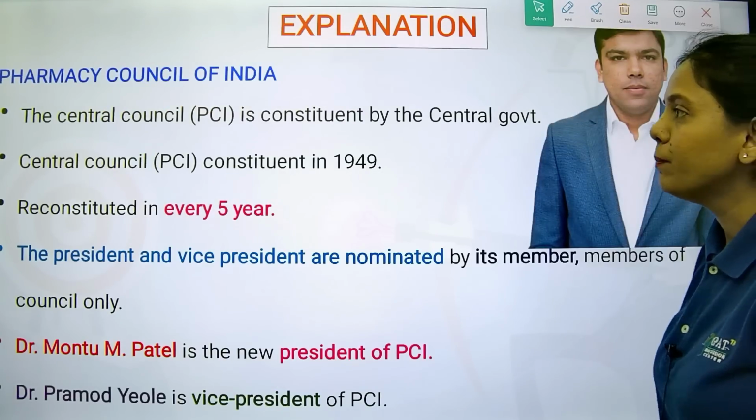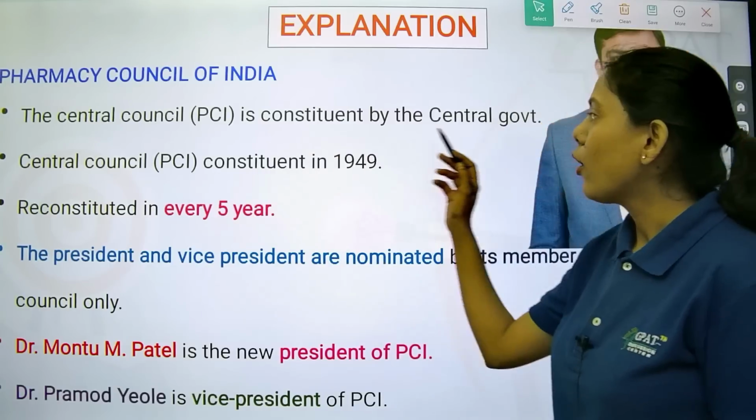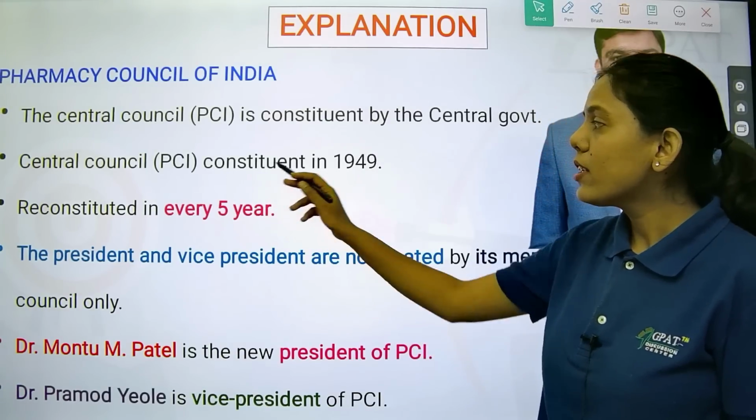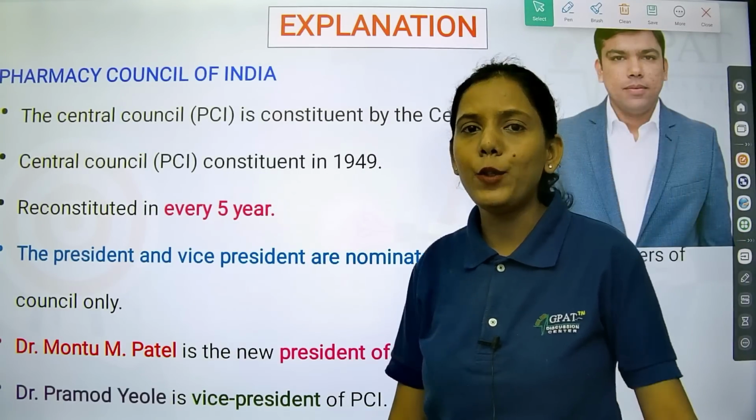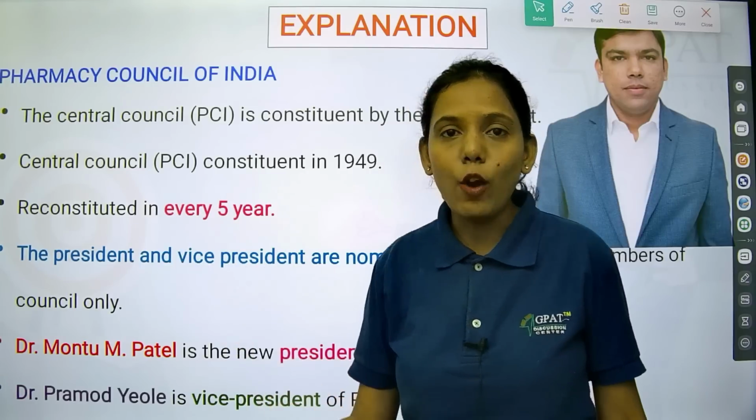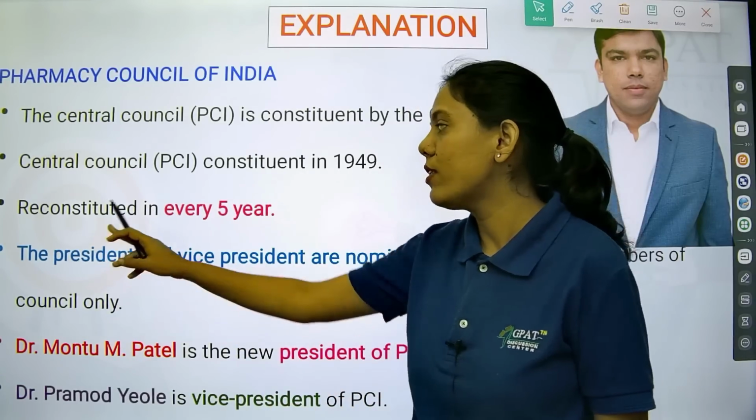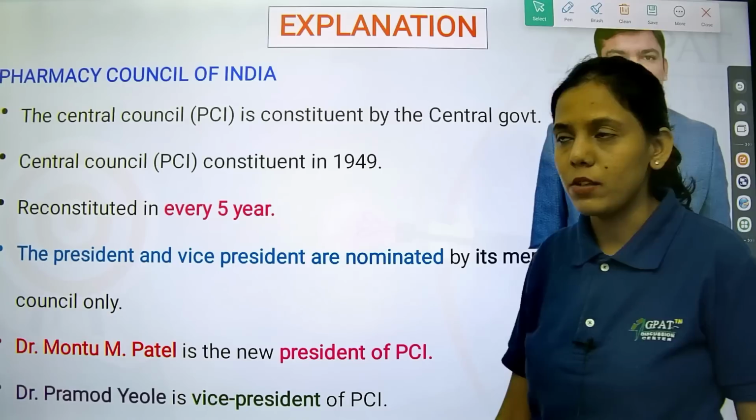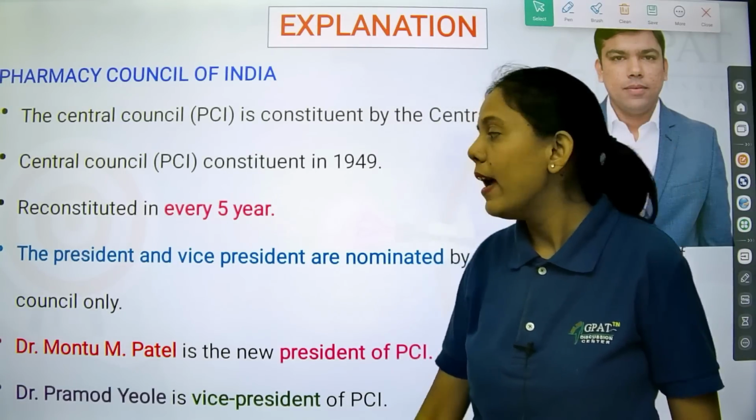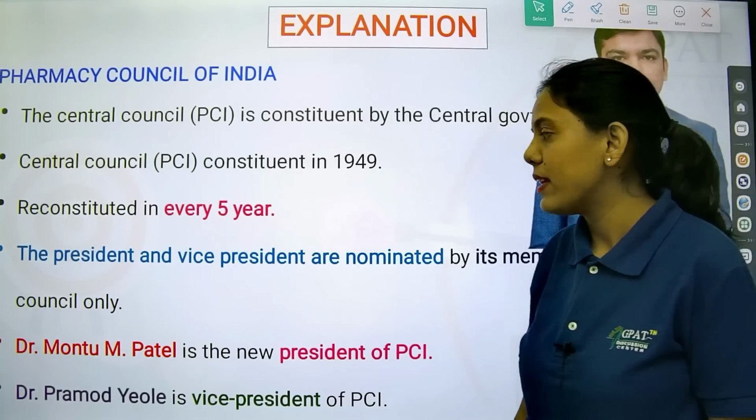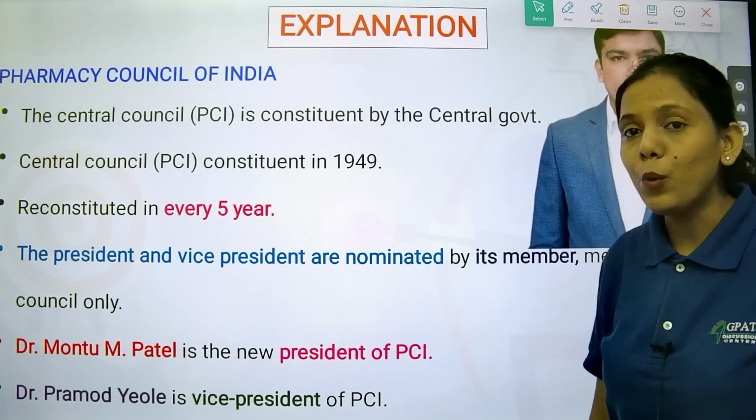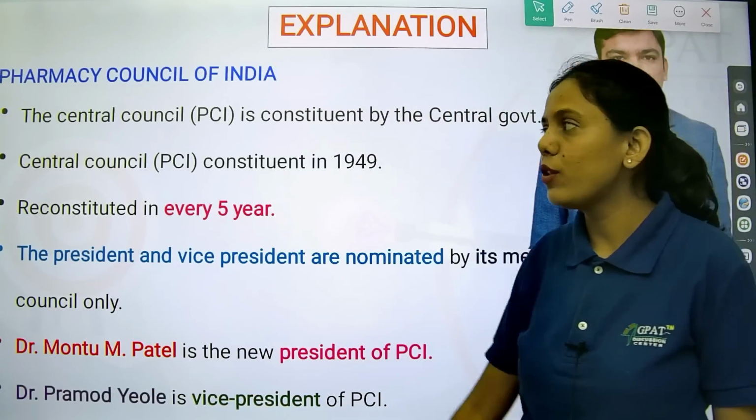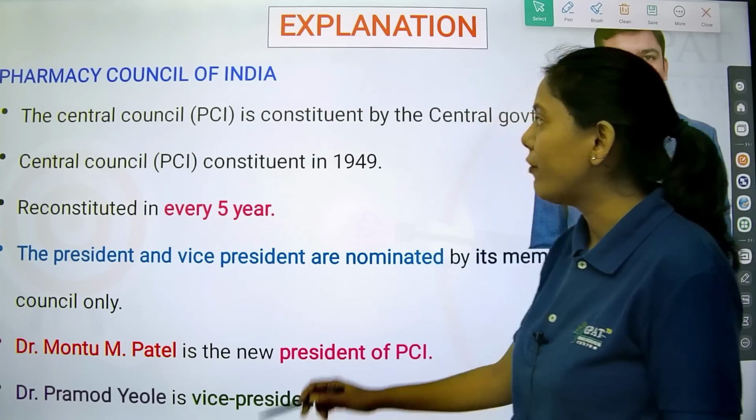Dr. Montu M. Patel. So the Central Council, that is PCI, is constituted by the central government and hence it is known as the Central Council. It was first constituted in 1949, 2 years after independence, and it is reconstituted every 5 years. The president and vice president are nominated by its members. So the members of Pharmacy Council of India nominate their president and vice president. Dr. Montu M. Patel is the new president of PCI and Dr. Pramod Yevle is the vice president. Remember these important points for Pharmacy Council of India.